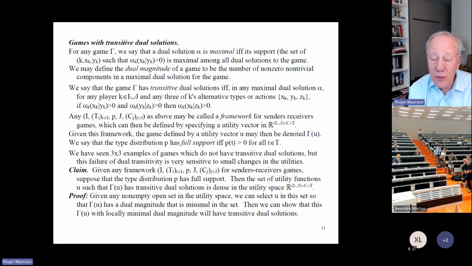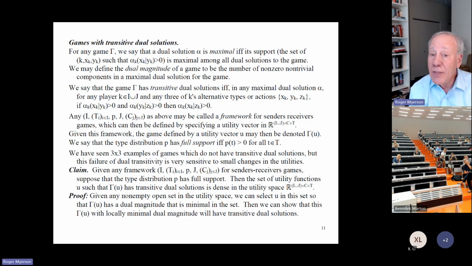And by the way, take 2 dual solutions and take the average of them, you'll get a new dual solution which has positives in each of the ones where either one of them had positive non-trivial components. So we want to have its maximal support. We may define the dual magnitude to be the number of non-zero, non-trivial components in a maximal dual solution.